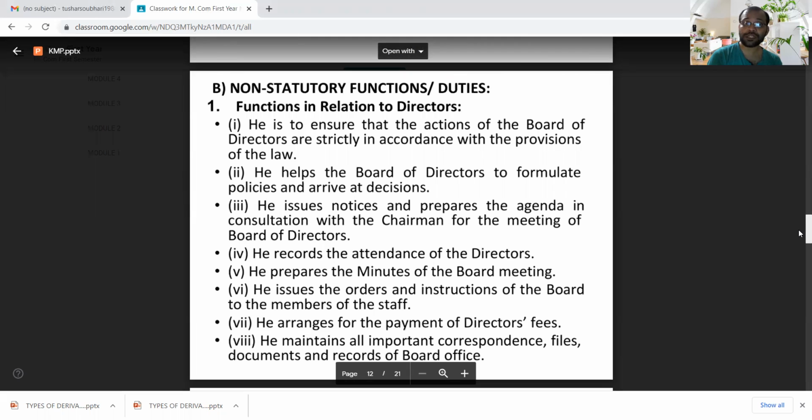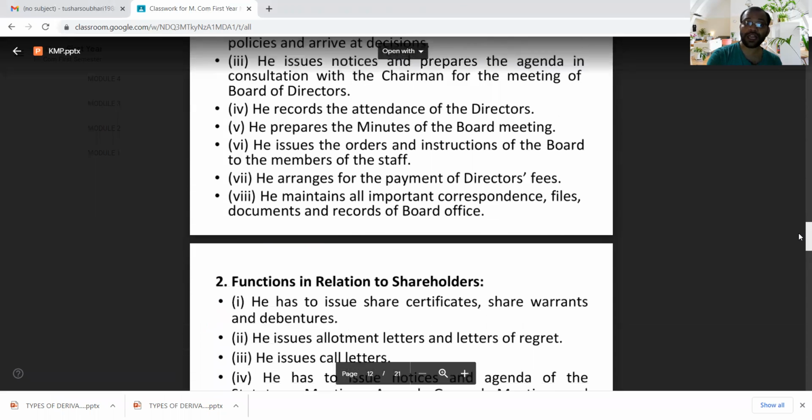He or she helps the board of directors to formulate the policies and arrive at decisions. They should issue the notices and prepare the agenda in consultation with the chairman for the meeting of the board of directors. They can record the attendance of the directors, prepare the minutes of the board meeting, issue the orders and instructions of the board to the members of the staff, arrange for the payment of the directors' fees, maintain all the important correspondence, files, documents, and records of board office.